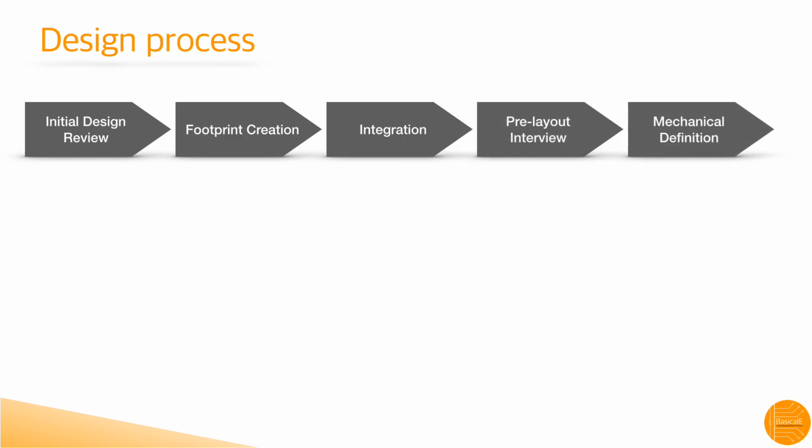Step 5 is mechanical definition. In this step the outline of the board is defined. Sometimes the outline dimension will be given by the customer, but sometimes the board designer needs to define an optimized dimension based on the component density and placement. Along the board outline, the designer needs to define the keep-in and keep-out areas, location of mounting holes, origin of the board etc.